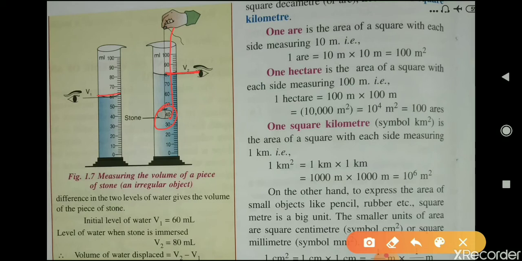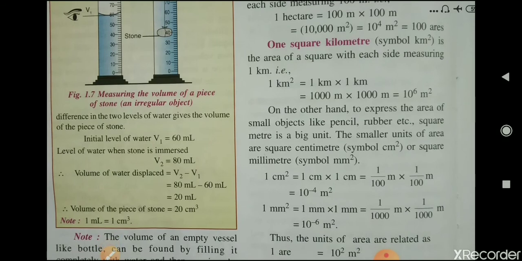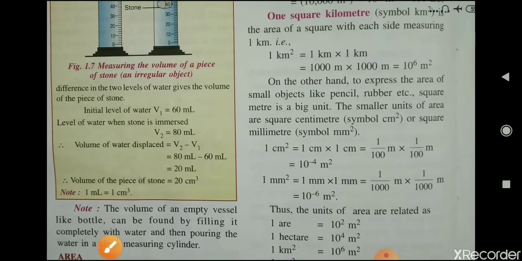So, how can you find the volume of this displaced water? By subtracting the initial level from the final level. The final level of water is 80 and the initial level is 60. So, by finding the difference between the two, we get 20 ml. This is the volume of water displaced by this stone, and that is equal to the volume of the stone. Therefore, we get the volume of the stone as 20 centimeter cube.